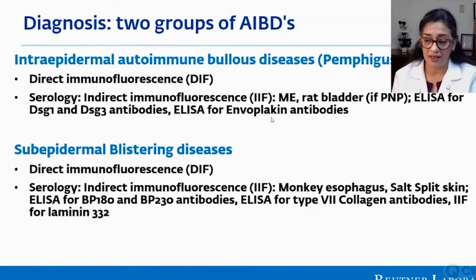If paraneoplastic pemphigus is suspected, then IIF on rat bladder needs to be added, and also ELISA for envoplakin antibodies. Similarly, in the pemphigoid group, if IIF shows reaction on the roof of the salt split skin, then ELISAs for BP180 and 230 antibodies is indicated. And if it shows reaction on the floor, then ELISA for type 7 collagen antibodies and IFA test for laminin 332 would be indicated.